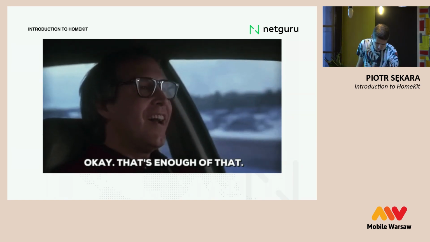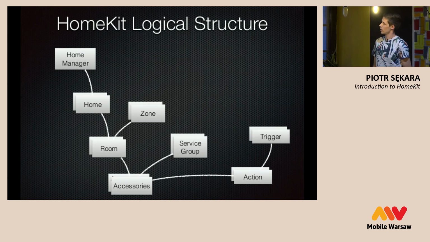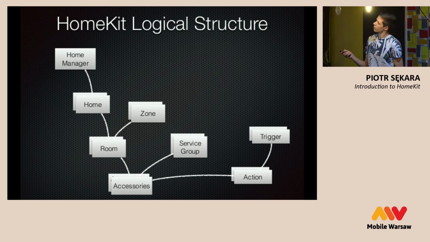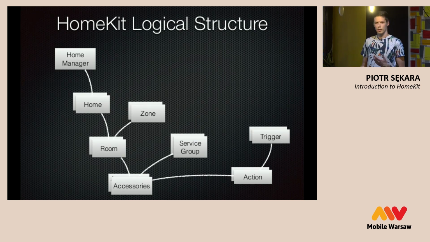And this is the structure of HomeKit. That's how it looks. At the top, we have one Home Manager object, which manages our homes in the HomeKit database, because we can have many homes. Why not? Every home, of course, can have many rooms: kitchen, bedroom, dining room. Every room can have many zones and many accessories.